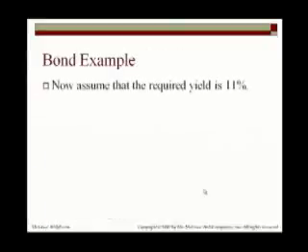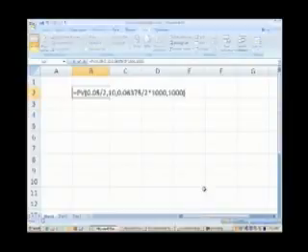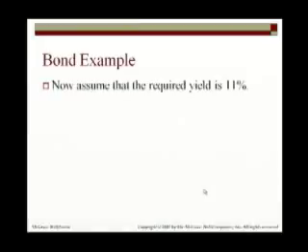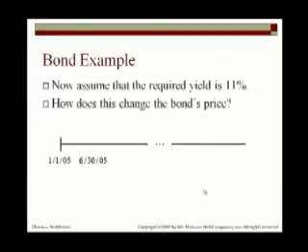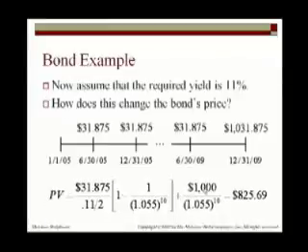Now let's assume that the required yield on this bond becomes 11% instead of 5%. In this case, I can very easily, and this is one of the nice things about a spreadsheet, just go into my original equation and change that 5% to 11, and I'm done. So that's very simple. If you're doing this on a financial calculator or with formulas, you're going to have to stick all the numbers in again and redo all the calculations. And this time you get 825.69.